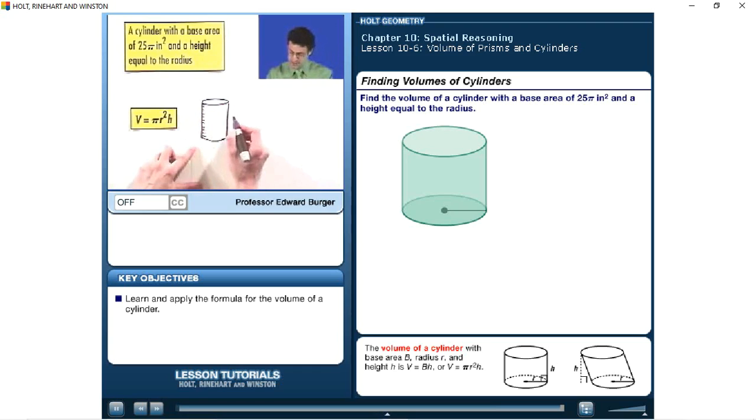All right, I need to know the height. I need to know the radius. Let's see what I know. Well, I'm told that the base area is 25 pi inches squared. That's the area of the bottom circle. Let's take a look at a top view.